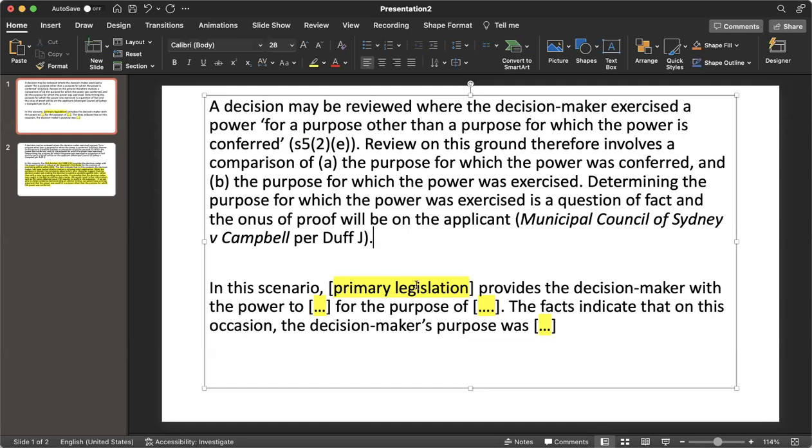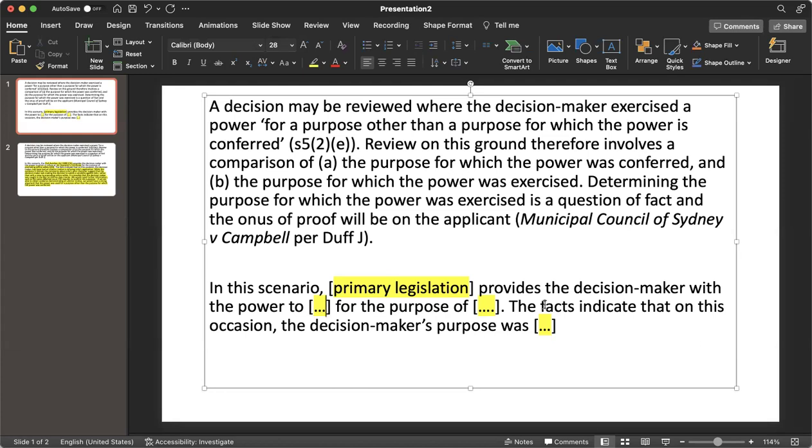So first, what's the ground of review? What are the key things that we need to be thinking about? Key principle in terms of who bears the onus of proof, and then set yourself up for the discussion and the application that is to follow. So in this scenario, what's the primary legislation? What's the power that it gives the decision maker? What can they do? Why are they able to do that? And then how, based on the facts that we know, is what the decision maker's done inconsistent, or why might it be inconsistent with the purpose the power was given for?